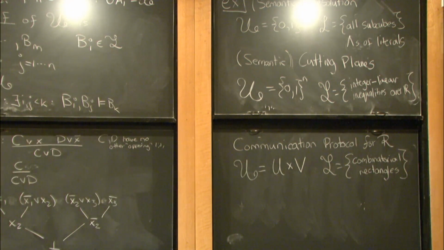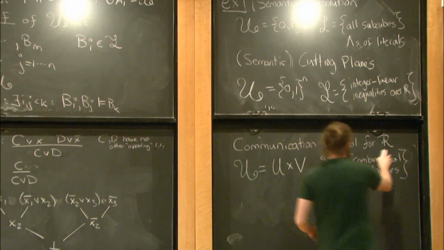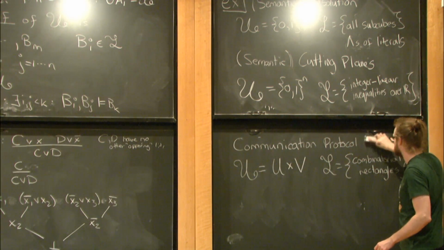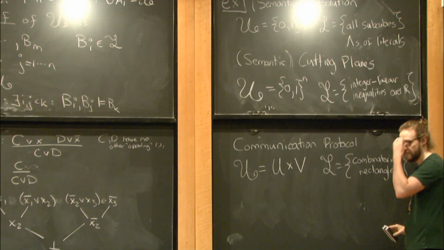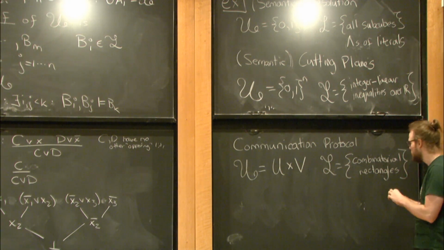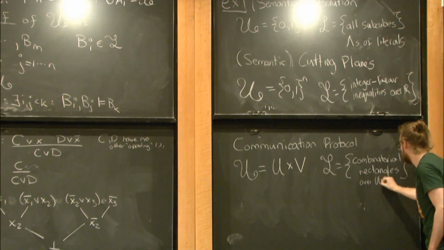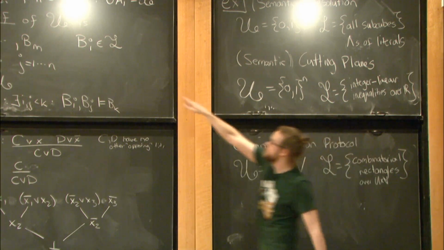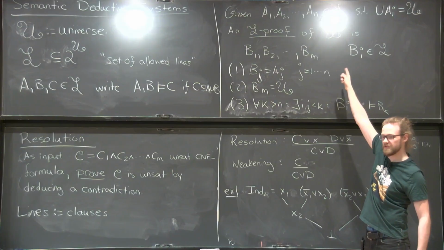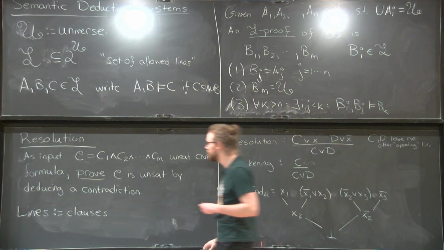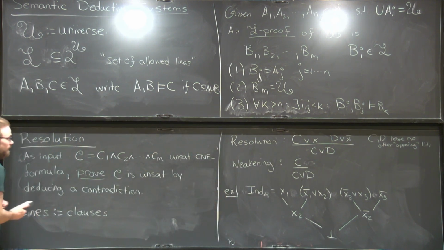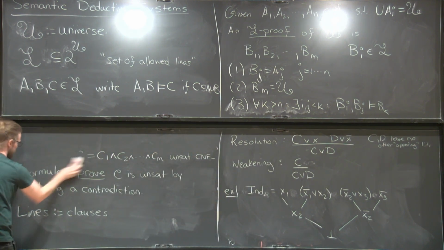Okay. So let me prove that now. Communication protocol for R? I just mean for rectangle covers. Like we're doing everything subject to rectangle covers. I just wanted to emphasize that fact. But it's not that you're taking only the rectangles in R. No, this is just all combinatorial rectangles over U cross V. The input axioms will be the rectangle cover that we start with. Yeah. Okay, let's do this right here.